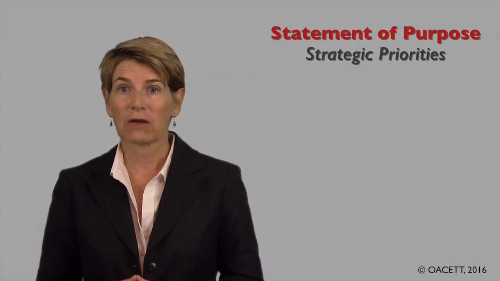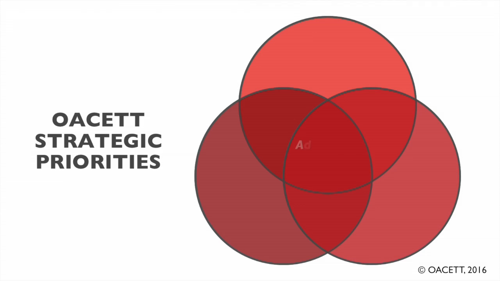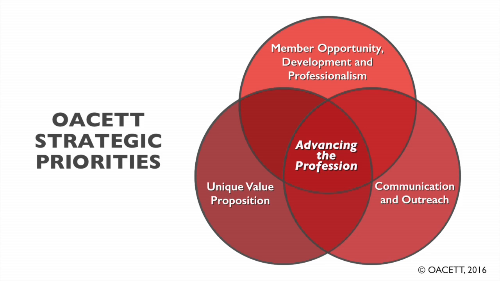And once again, these are found in the OACETT strategic plan. Let's take a look at them. So the first strategic priority is member opportunity, development, and professionalism. The second strategic priority is communication and outreach. And then the third strategic priority is unique value proposition, or creating a unique value proposition. These together allow the organization to fulfill its mission and its vision.